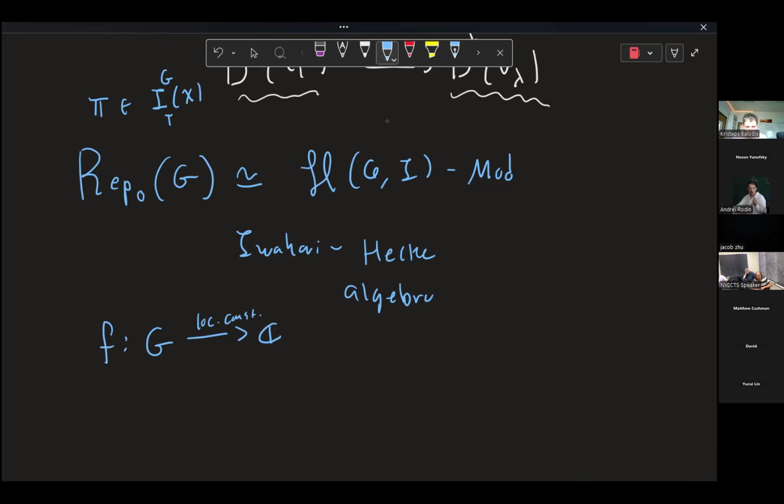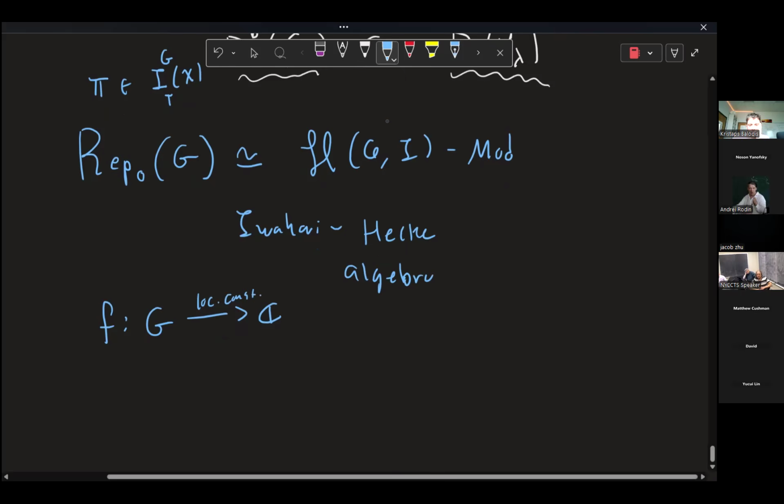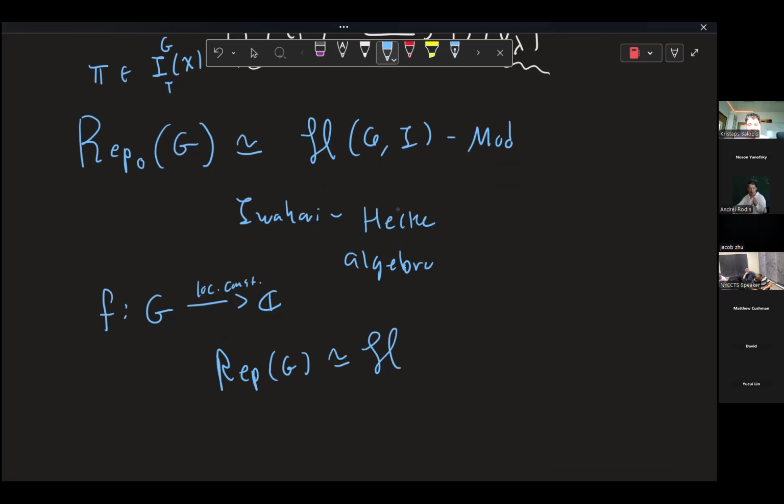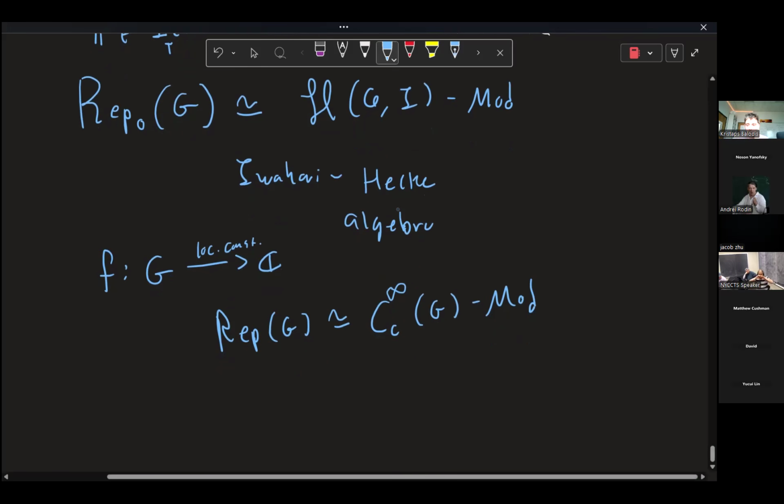And it turns out, forgetting about the blocks, the entire category of representations is equivalent to modules over the locally constant, compactly supported functions on your group. But in some sense, this is a terrible ring to work with. It doesn't have unity, so some people wouldn't even call it a ring.